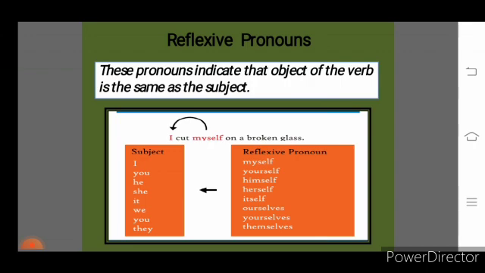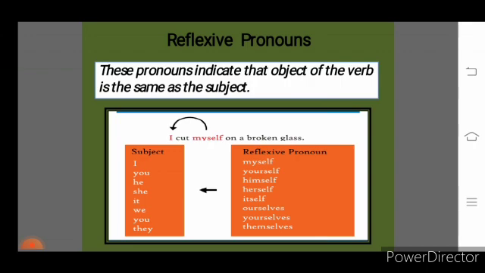If you want to make a reflexive pronoun, you can just add self to the possessive pronouns, right? Now students, you can see some reflexive pronouns: himself, herself, itself, yourself, themselves. So these are some reflexive pronouns. Clear students? Now let's move forward.